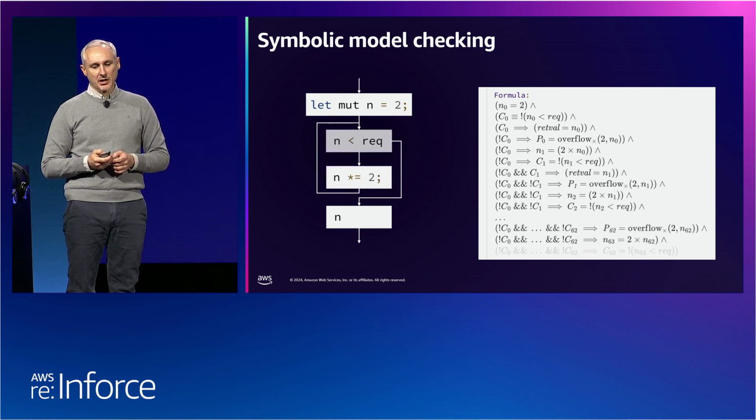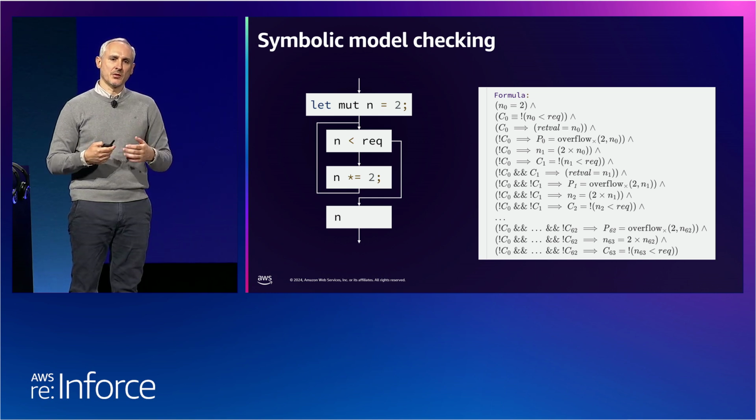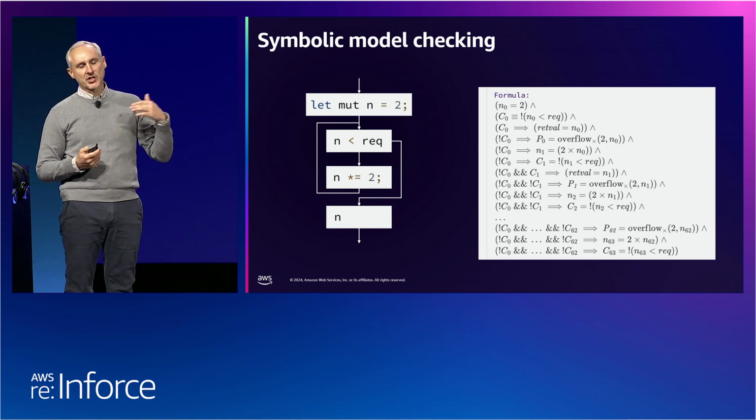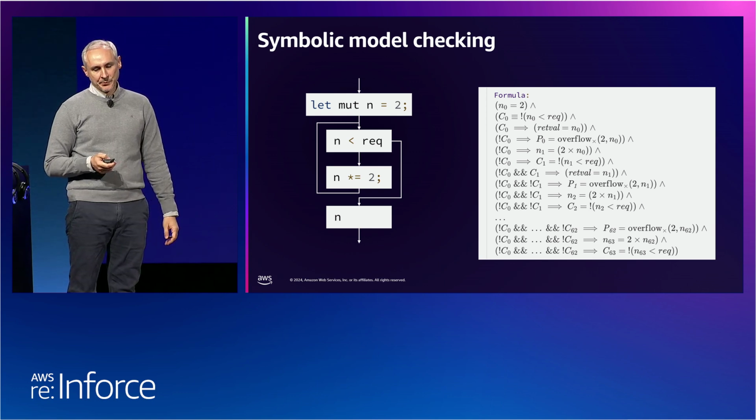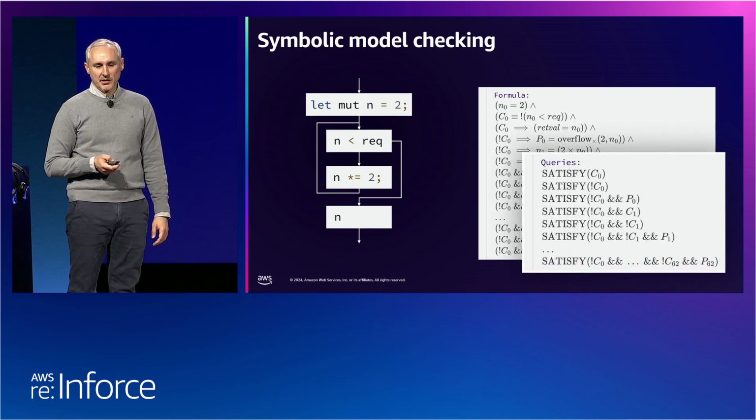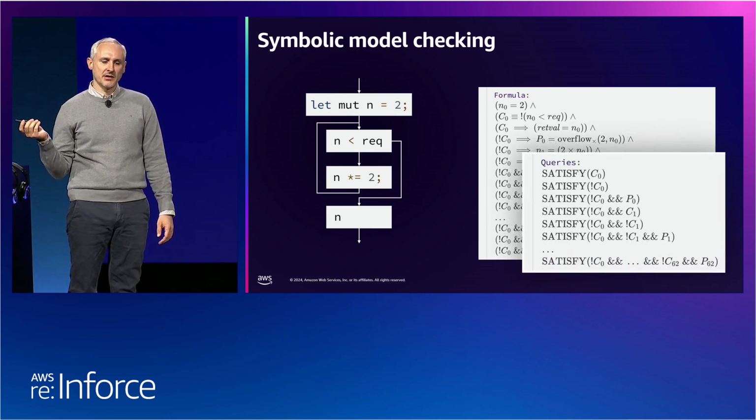And after a number of iterations, I'm going to stop. And this is what is called bounded model checking, because we only explore the code up to some depth. But we can check that we've explored it deep enough inside the loops as well. And once I have this logical formula, I can use the reasoning engine and ask a bunch of questions about my model.